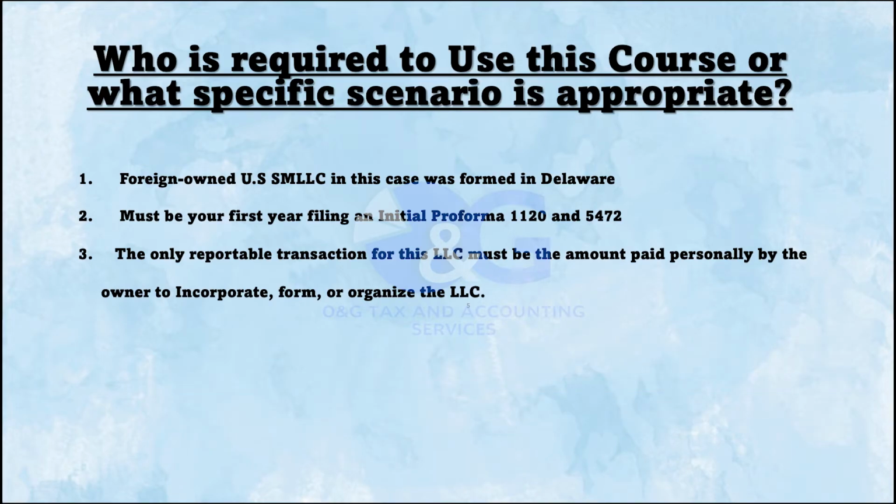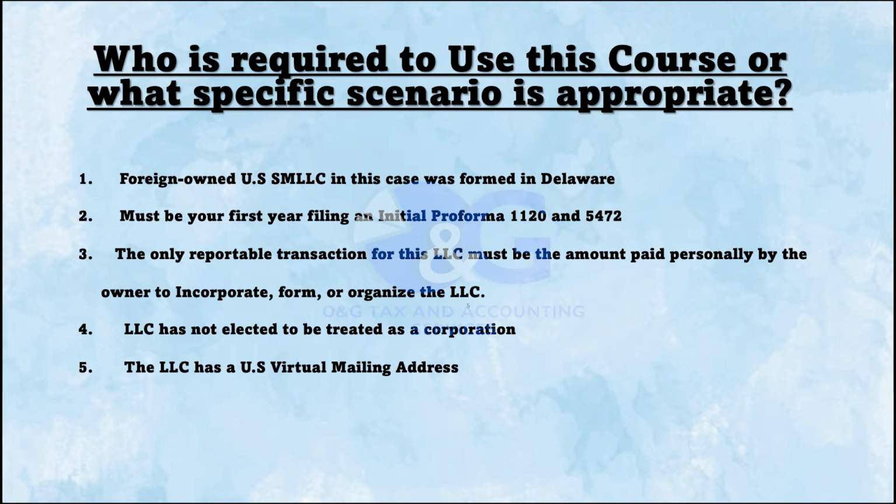Also, to be able to use this course, you have to make sure that your LLC has not elected to be a corporation, because if you have an LLC that has elected to be a corporation, this form is not for you and you can check out. Also, if you have a multiple member LLC, this course is also not for you. You can check out. In this scenario, we're going to look at a situation where the LLC has a U.S. virtual mailing address. So if you do not have a U.S. virtual mailing address, again, this course will not be for you.